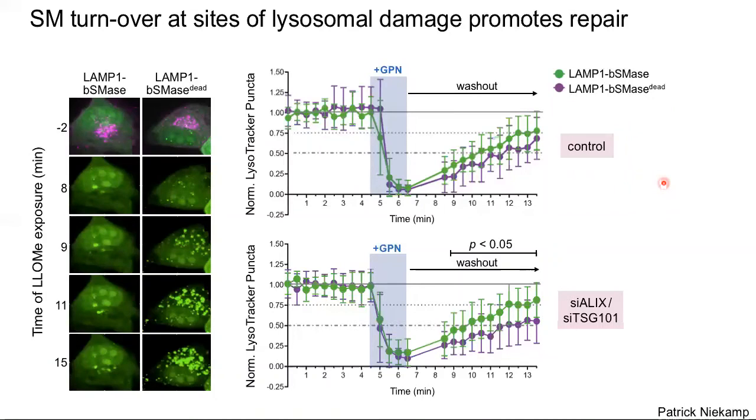And what we found is that expression of the active construct, if anything, promotes the recovery of lysotracker fluorescence. And this effect became even much more pronounced when the experiments were carried out on cells that were depleted of two proteins called ALIX and TSG101, which are two proteins that are essential for ESCRT-III recruitment to damaged lysosomes. So this implied that the exposure and subsequent turnover of sphingomyelin on the cytosolic surface of damaged lysosomes stimulates their repair, even when ESCRT-III recruitment is blocked.